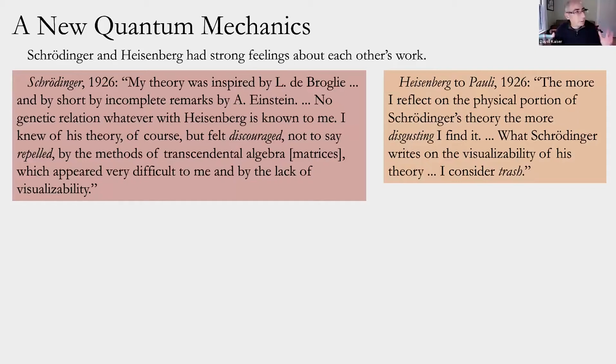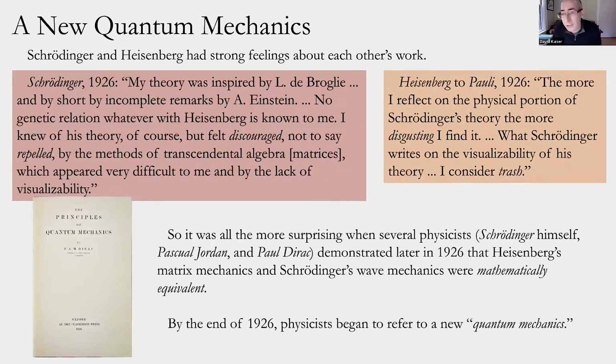So this is really a remarkable clash between two people working on very similar topics at the same time and finding each other's work clearly lacking, not just repulsive, disgusting. And so it was all the more surprising and really unexpected when several other physicists, actually Schrödinger himself and then two others, Pascual Jordan, who was another young physicist about the same age as Heisenberg, and Pauli. Jordan was also a young physicist in Göttingen, so he began working directly with Heisenberg to elaborate matrix mechanics.